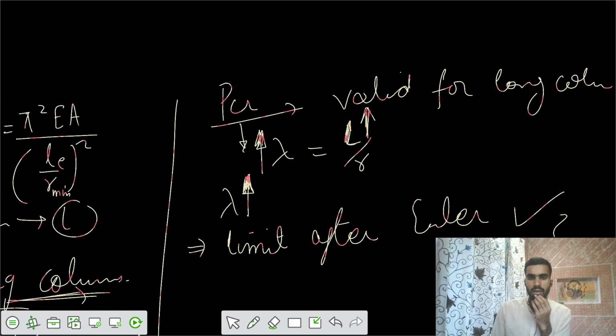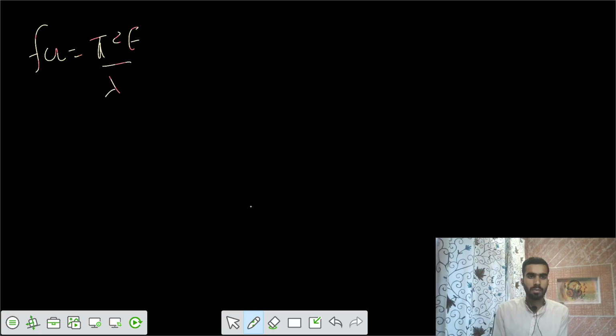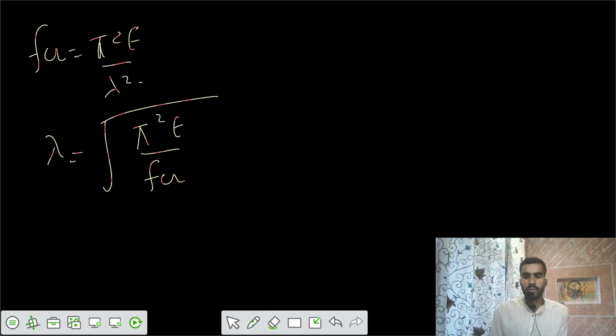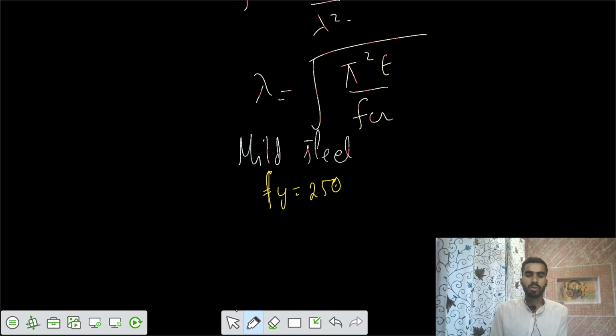I want to say what that limit is. If I plot that variation, I have this equation FCR equals pi square E by lambda square. Now if I write lambda equals root of pi square E by FCR. Now if I talk about mild steel, we have a yield stress Fy equal to 250. That is the yield stress.